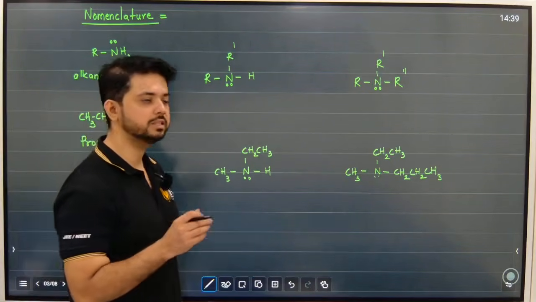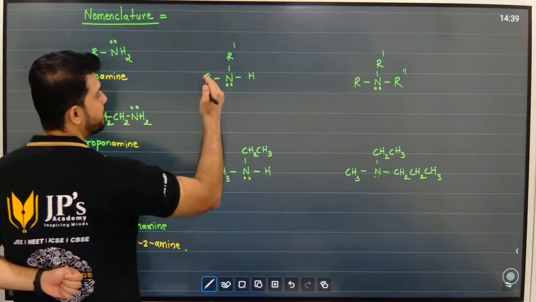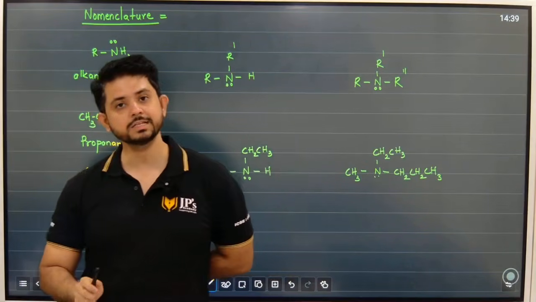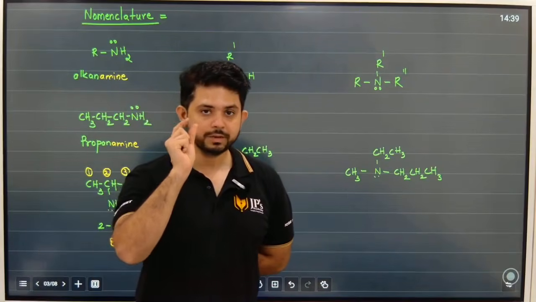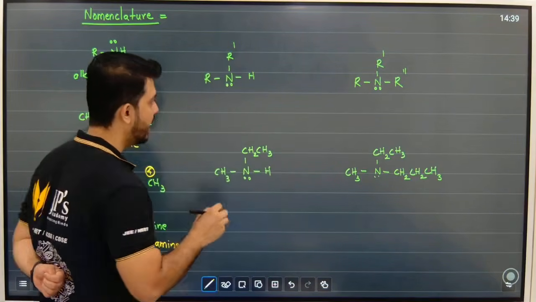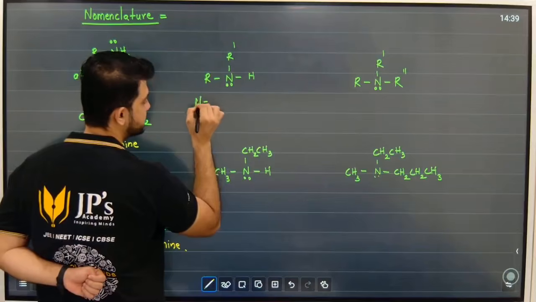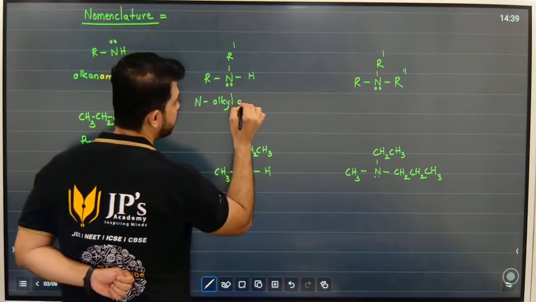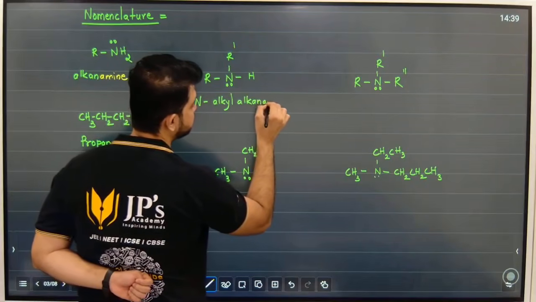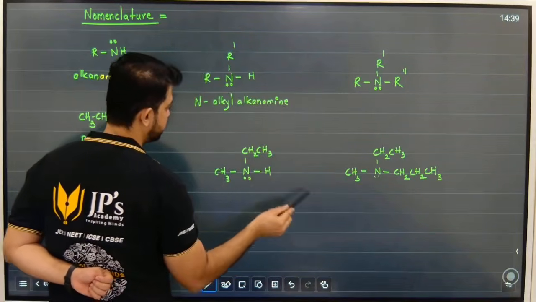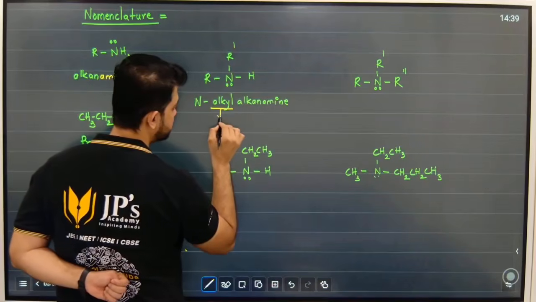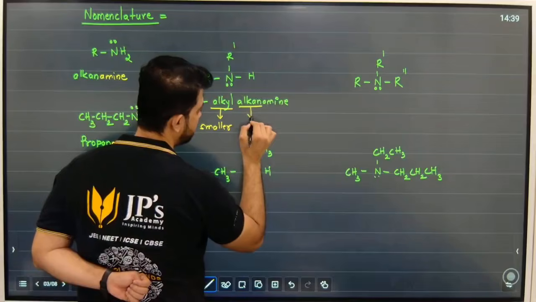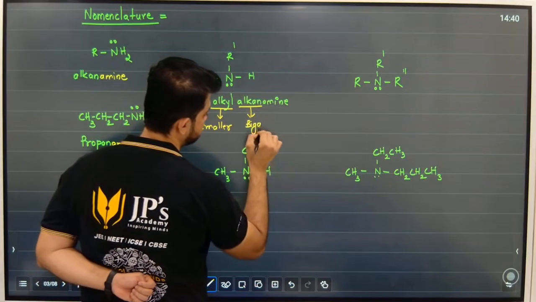Now students, what about secondary amines? How do we write the nomenclature for secondary amines? We have two alkyl groups. Both the alkyl groups can be similar in size or they can be different. So we look at the smaller alkyl group first and write the nomenclature as N, the smaller alkyl group first, N-alkyl alkanamine. I repeat, this group will be your smaller alkyl group and this will be the root of your bigger alkyl group.